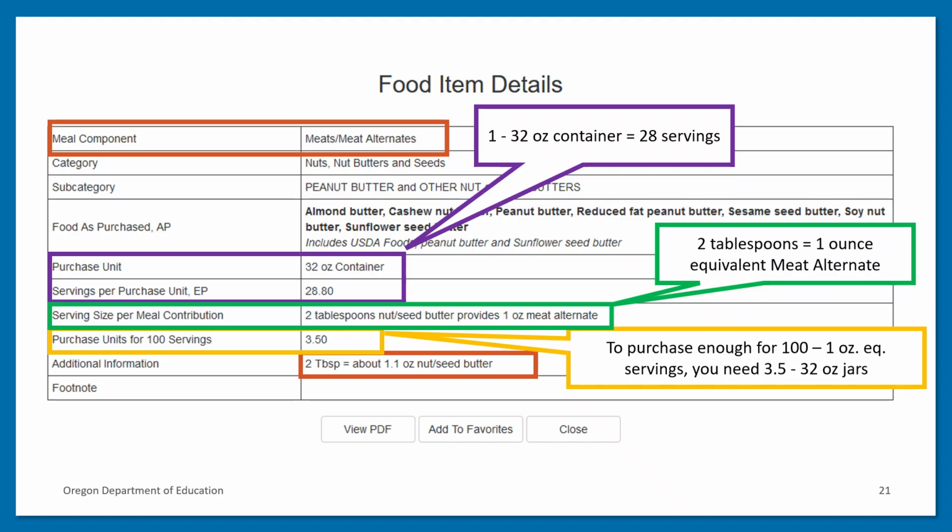Finally, under additional information, they will sometimes present the same information in the serving size per meal contribution in different ways. In this example, it shows that 2 tablespoons is equal to 1.1 ounce nut butter. This would be helpful information if you wanted to figure out how many tablespoons you would get from a jar of peanut butter that is not 32 ounces.